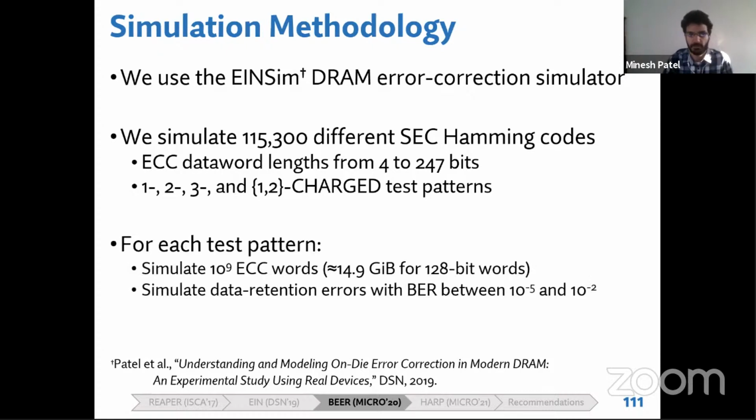For each test pattern, we simulate 1 billion ECC words, which amounts to approximately 14.9 gigabytes for 128-bit words, which is more than a typical, say, 8 gigabit device. We simulate data retention errors with bit error rates between 10 to the minus 5 and 10 to the minus 2 for purposes of our simulations.